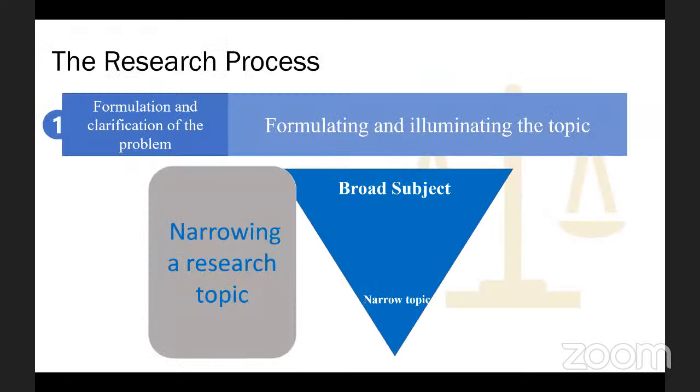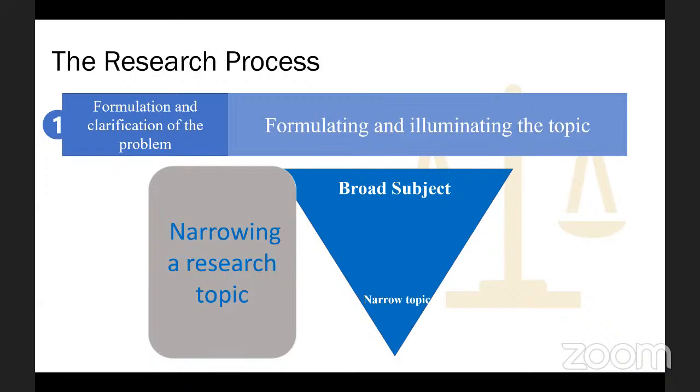So to carry out a good research, I have designed some points, which is said to be the research process. In the research process, there are 6 steps as I have formed it. The first one is the formulation and clarification of the problem. First of all, every researcher should understand what is the problem which they are going to solve.